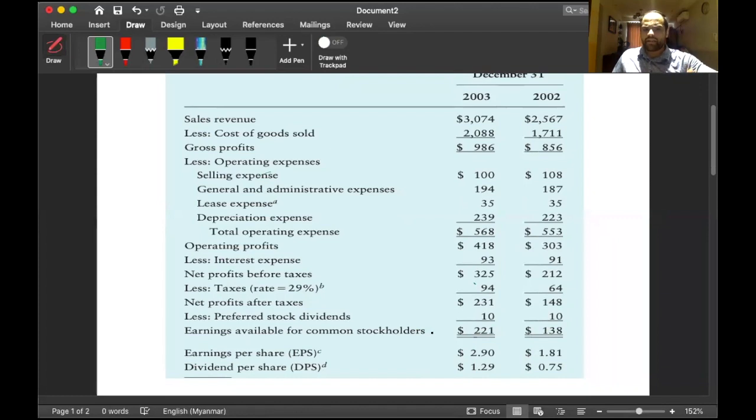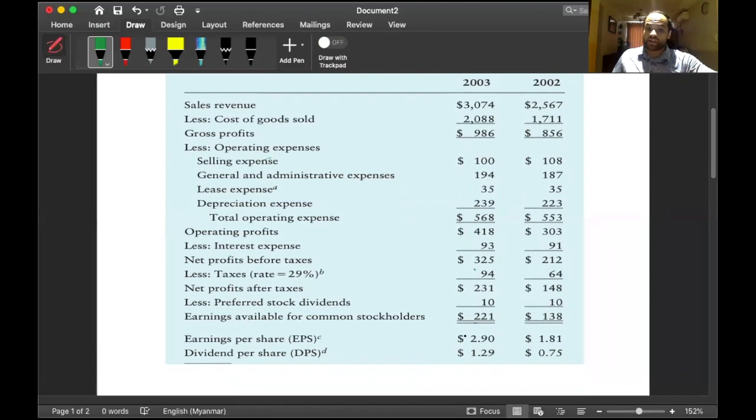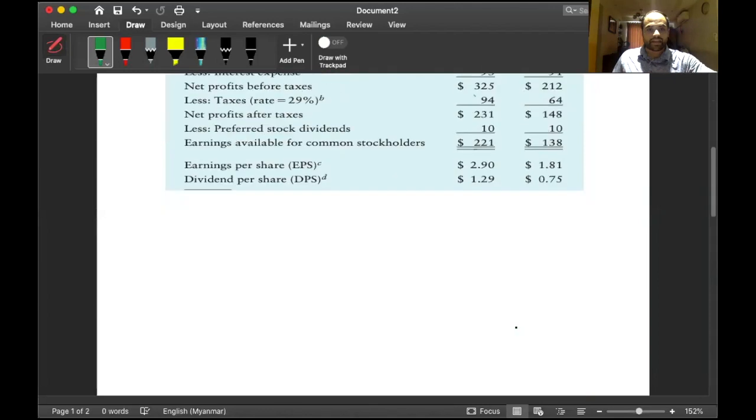dividend. We do not have any information about common share dividend, but we have information about EPS, earning per share, and dividend per share. This EPS is already calculated. So make sure when you calculate your EPS, it must equal this EPS. You can compare your answer with this answer. So this is the income statement.